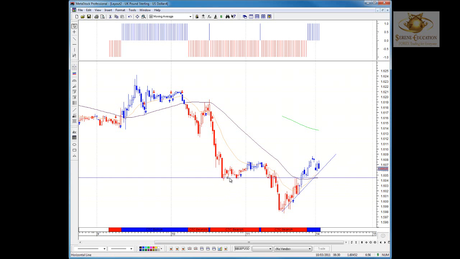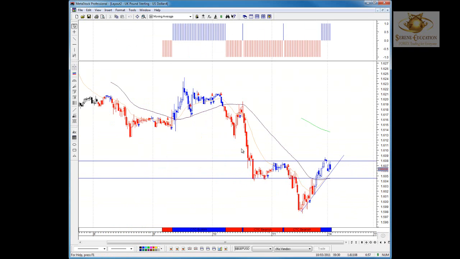Support, support, support, breakout, resistance, breakout, support, and now back to the upside. See that? And there's another resistance level around about the 1608 mark for this time frame. So it needs to stay higher, trading higher as we go into the US session.